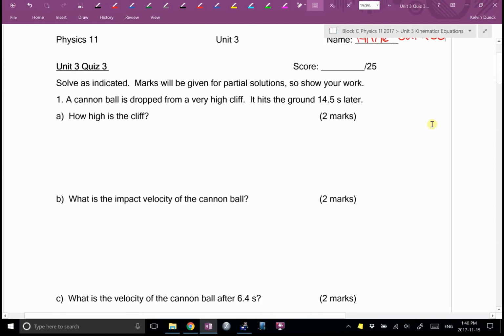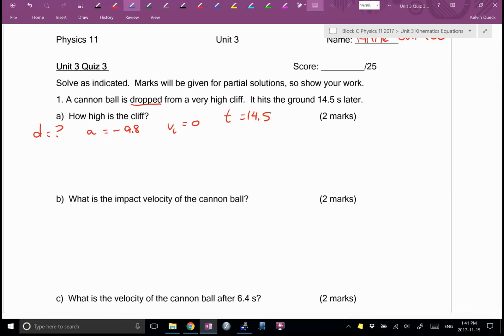How high is the cliff? So I said they're asking me to find that, and I even wrote that without actually reading the rest of the question. Then I said to myself, okay, we're dropped. That means VI is 0, unless they use the word dropped, but also clearly have an initial velocity. Oh, then they didn't really drop it. They threw it, but they might have done bad grammar. And it looks like I have a time of 14.5 seconds.